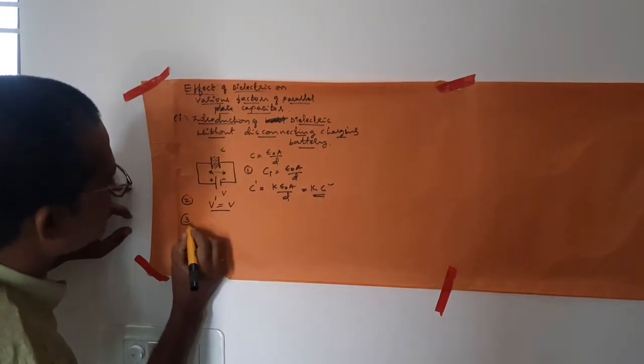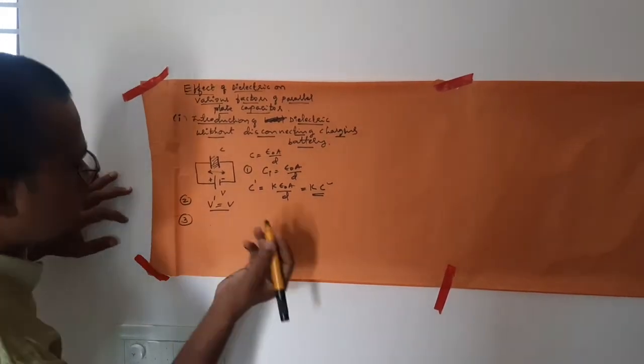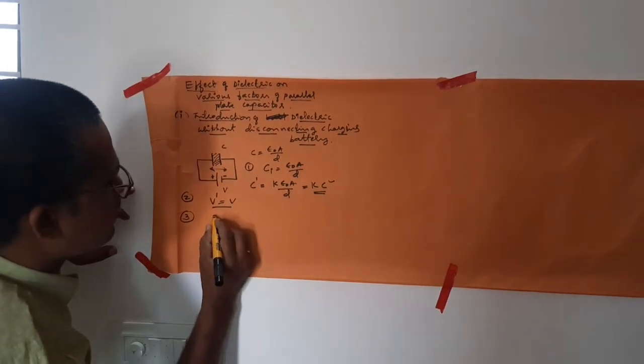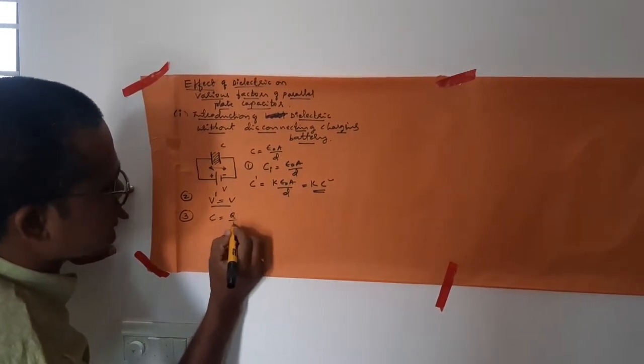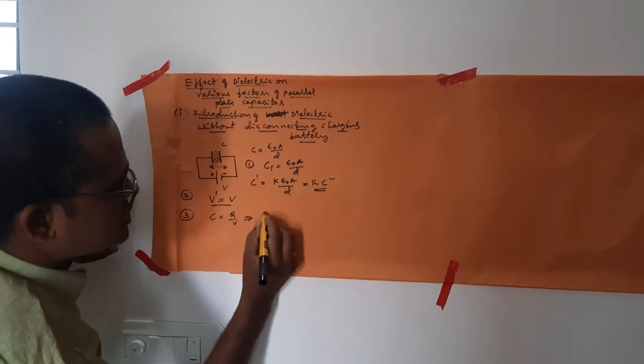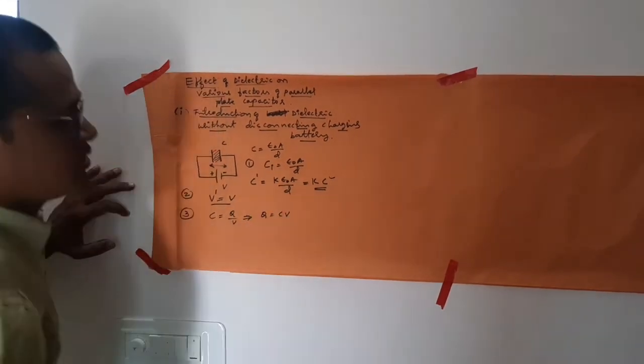Now, what will happen to charge? So we know the formula. C is equal to Q by V. So Q is equal to C into V.